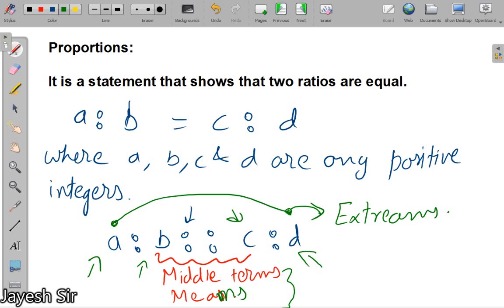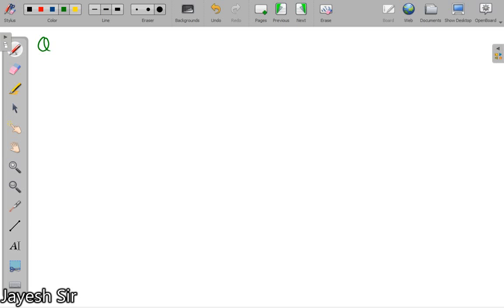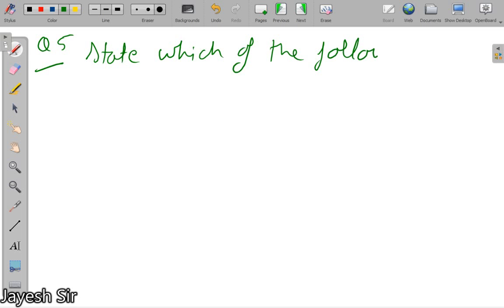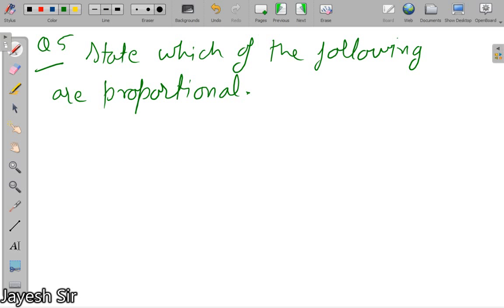I will start with question number 5. Question number 5 is, state which of the following are proportional. We have to tell which of the following are proportional. Okay, I am taking two parts here. I will leave the rest to you. I'm taking the A part first of all.